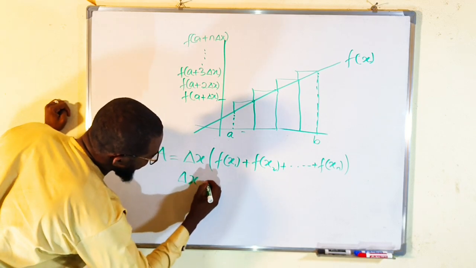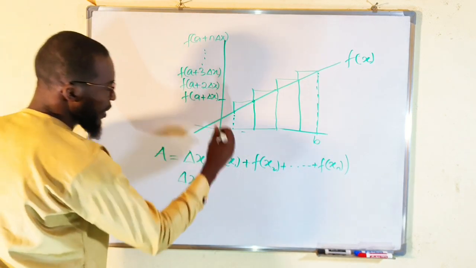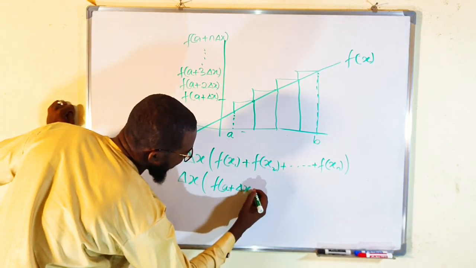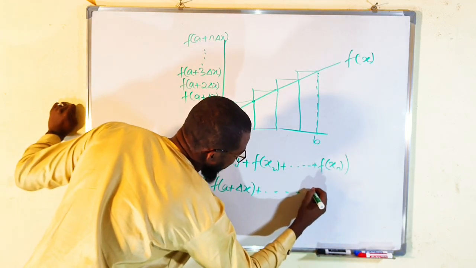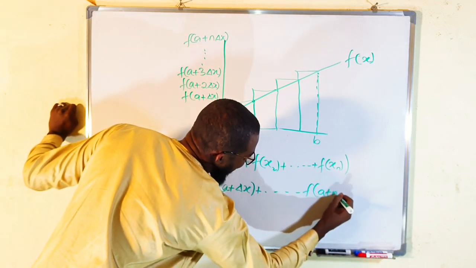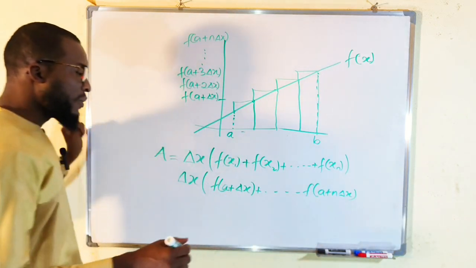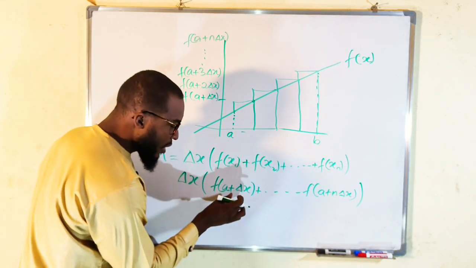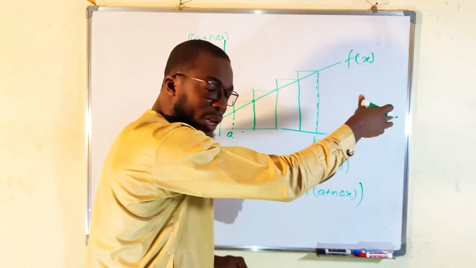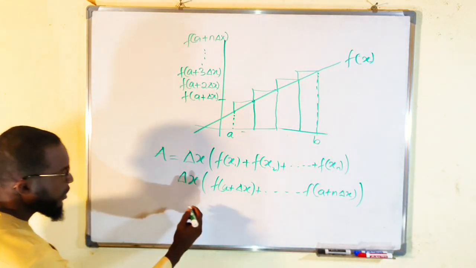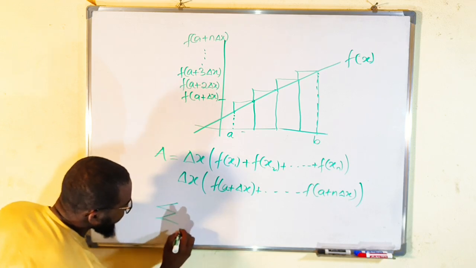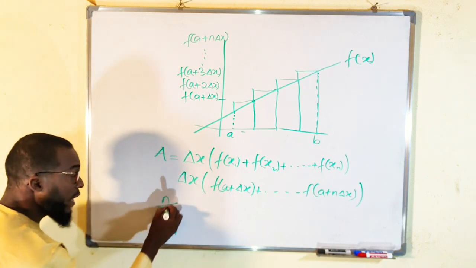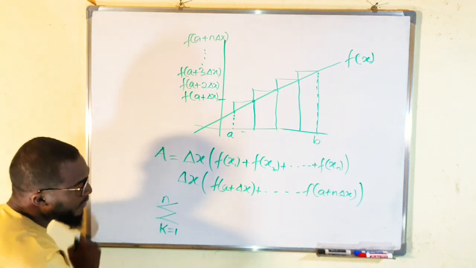We have dx times the first height, which is f of a plus dx. I'm not going to write all of them. You keep on adding up to the last one, which is f of a plus n dx. So from here we can take the summation of this, because we have seen that all these are the sum of their respective heights, 1, 2, 3 to n. So we can replace it with a summation. We can use k, from 1 down to n. It depends on the number of rectangles we are inscribing.